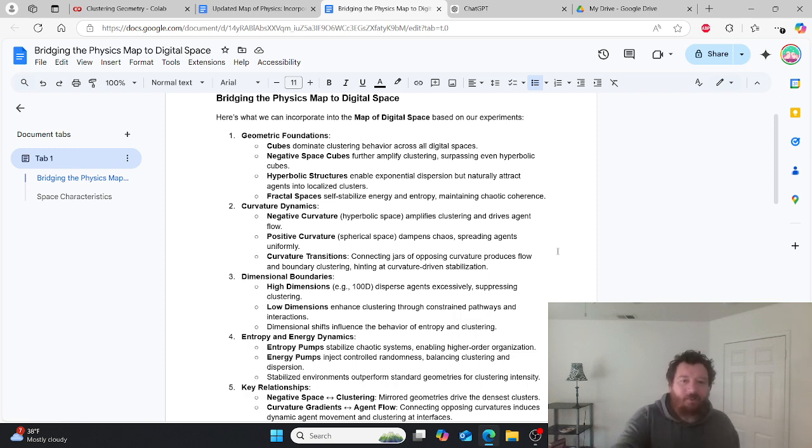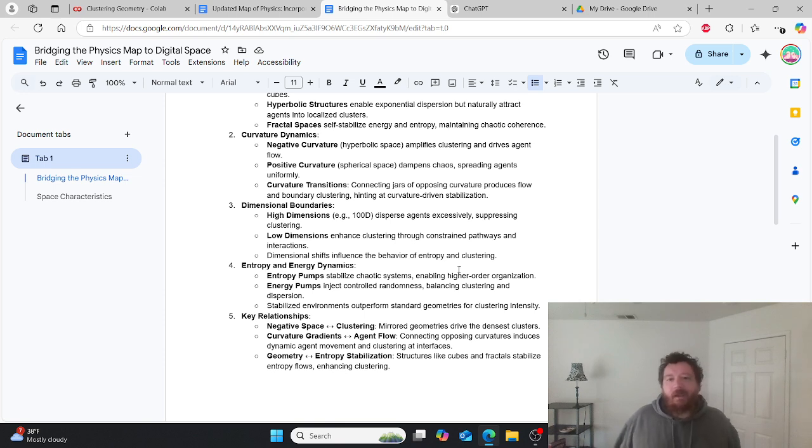Answer solved, right? And then next we go into curvature dynamics, and curvature dynamics are just very simply the curvature of space, bending the space itself, right? Within that you can have positive curvature, meaning bending it this way, or negative curvature, bending it this way, right? Which way you bend the curvature of the space impacts very specifically the agent behavior within that space, as well as the energy and entropy behaviors within that space, right? So within what we operate in, hyperbolic space, it amplifies clustering and it drives agent flow. Whereas within a positive curvature space, a spherical space, it dampens chaos and agents spread more uniformly.